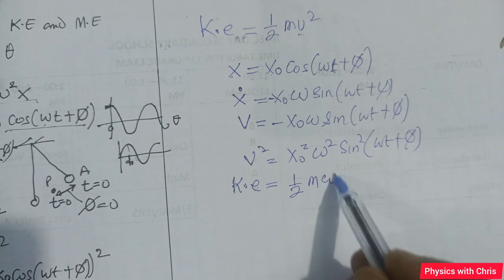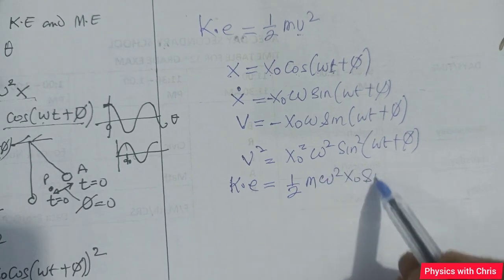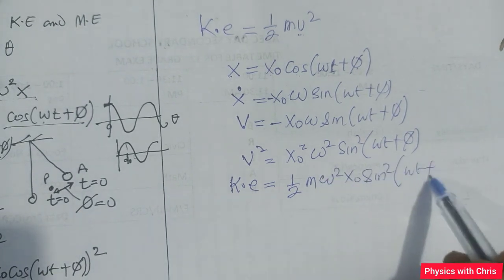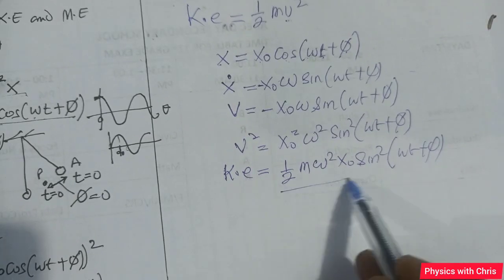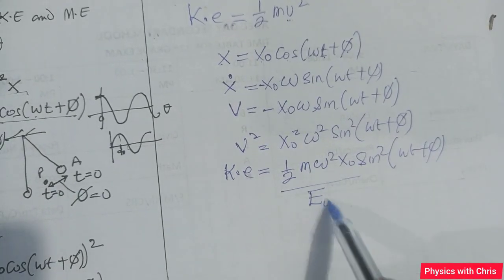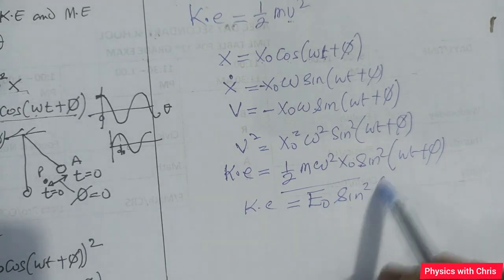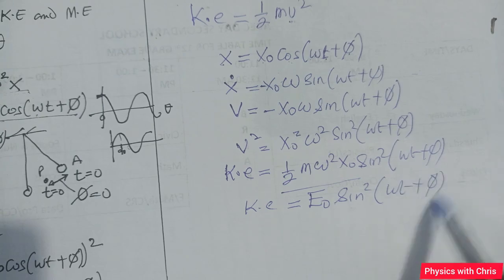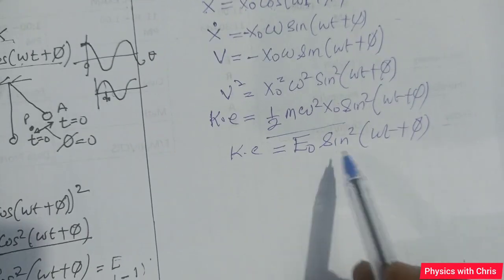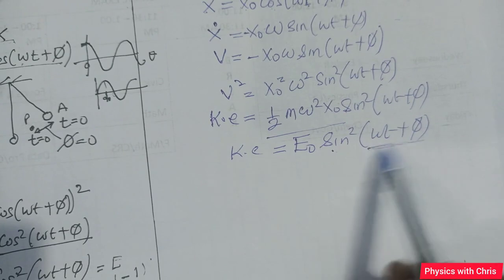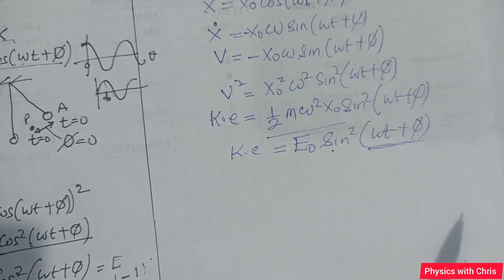So when I make the substitution in the above equation for kinetic energy, I have 1 half m omega squared x naught squared sine squared(omega t plus phi). You can see clearly that this expression is also the total energy, that is the mechanical energy of the system. So kinetic energy is a function of the sine squared of the argument, that is, this phase angle.